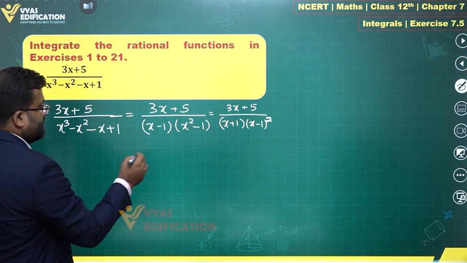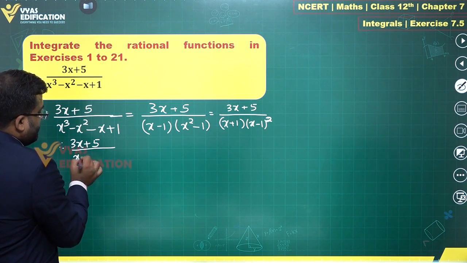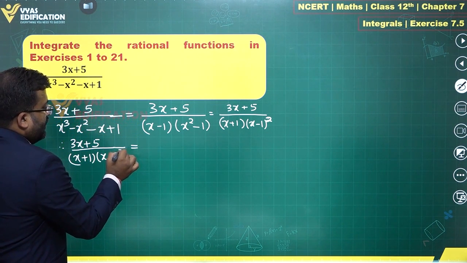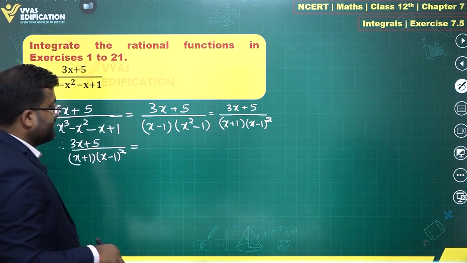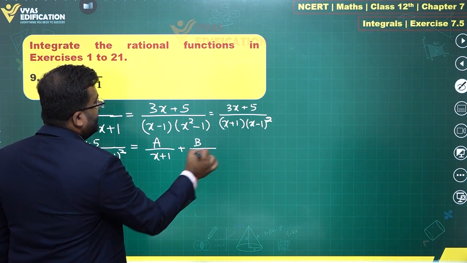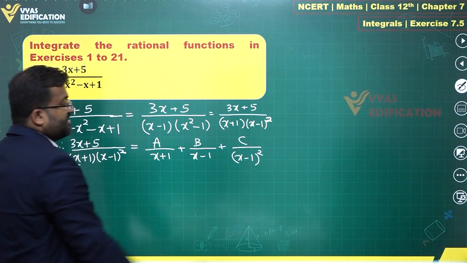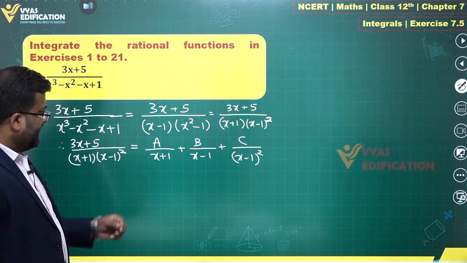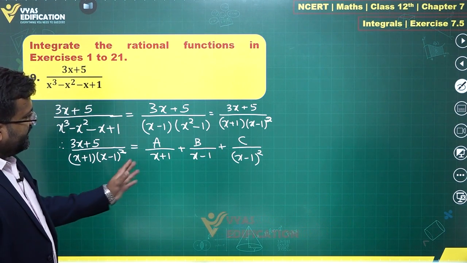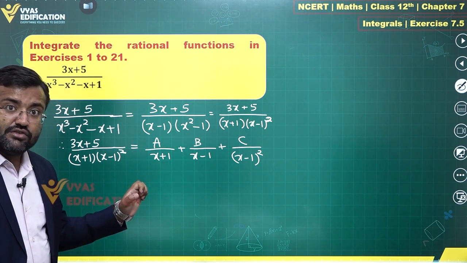This is further equal to, therefore, 3x plus 5 over (x plus 1) times (x minus 1) squared, which can be written as, please observe, a over x plus 1 plus b over x minus 1 plus c over (x minus 1) squared. This is a linear factor, but it is squared. So we'll add terms of x plus 1, x minus 1 and (x minus 1) squared in the denominator. Numerators will be constants only, a, b and c. And this is always equal to this.